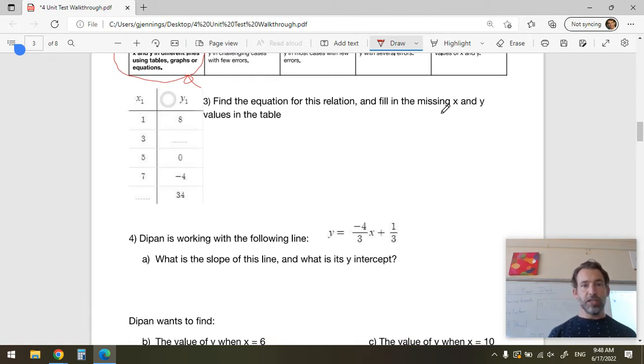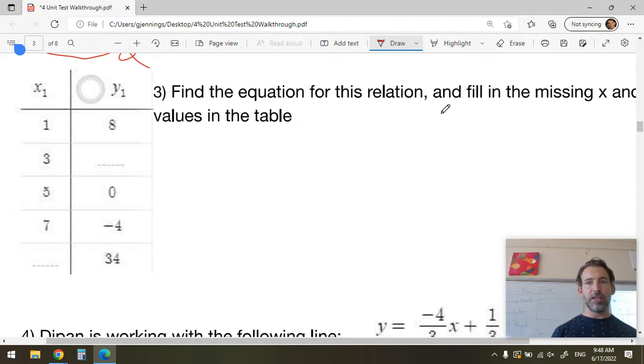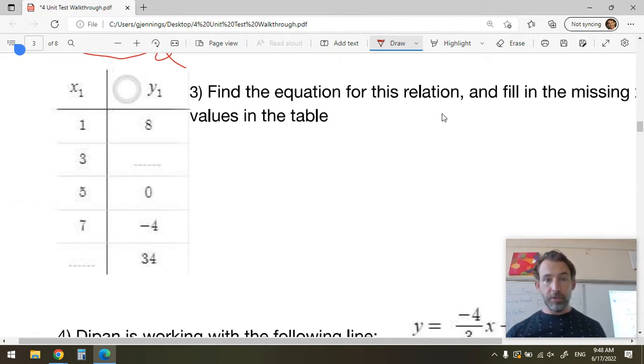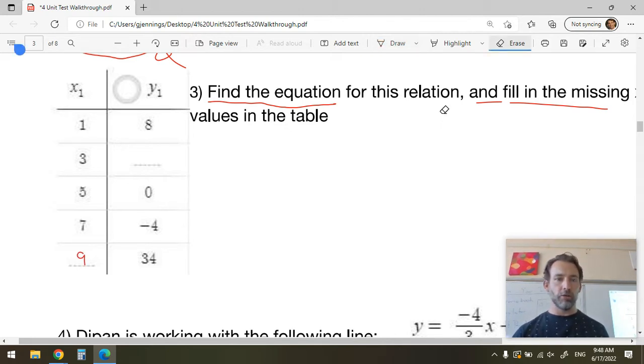Find the equation for this relation here and fill in the missing x and y values. So people need to read questions carefully. Find the equation is the first task, and it also means fill in the missing values. Here's a missing value, there's a missing value. Okay? The values may or may not be in order, and this one is not in order. Some people told me 9 because this is growing by 2 each time, but 9 is not correct. Because if I do put 9 in here, this should continue. 9 would give me -8, but I don't get -8 here.